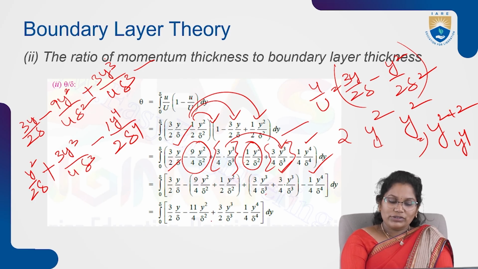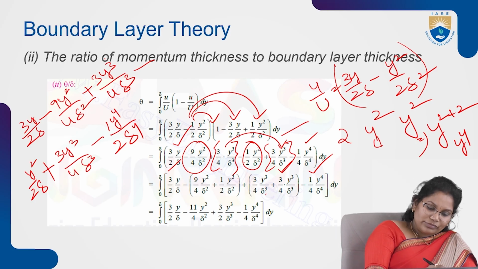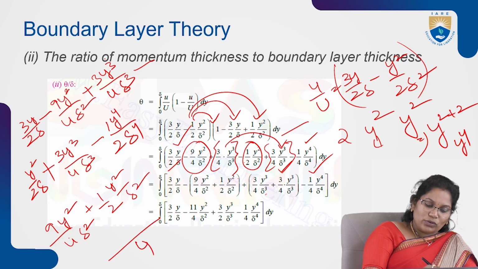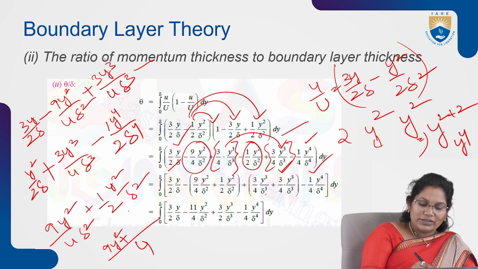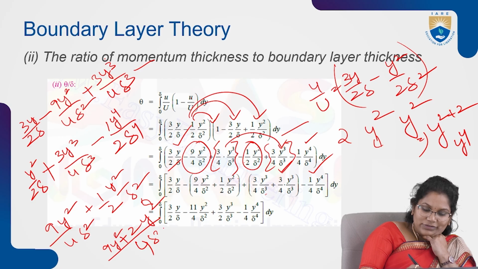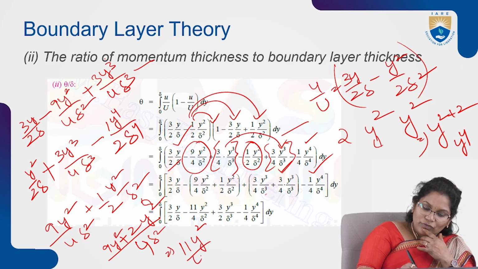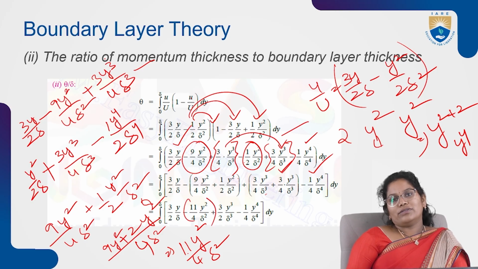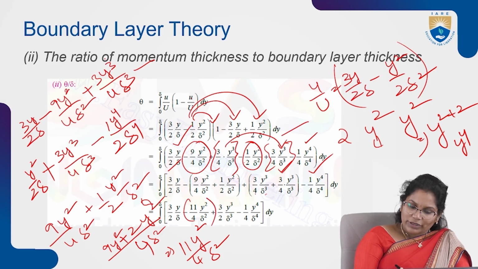Again this also. Shall we do this? See here, 9 by 4 y square by delta square plus half into y square by delta square. Right? So this LCM is 4. So this 9y square plus 2y square, here delta square. So 9 plus 2 is 11 y square by 4 delta square. This is how you got this.